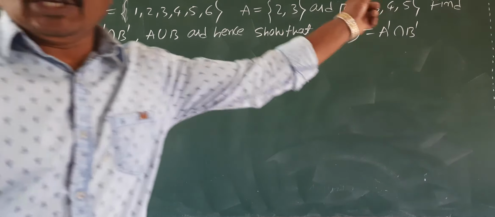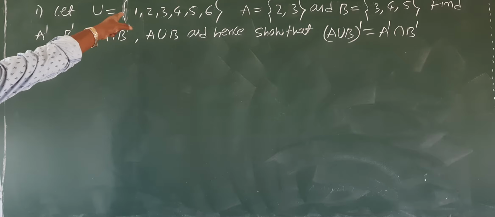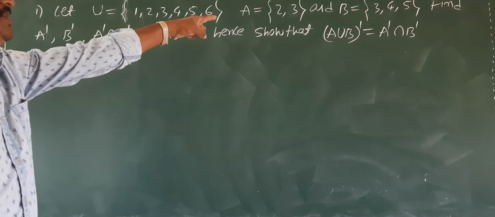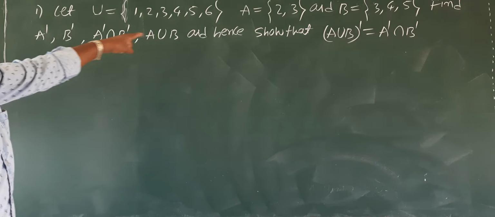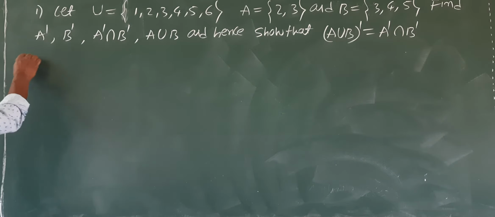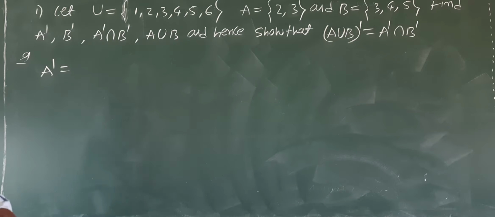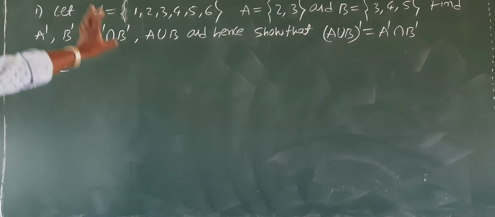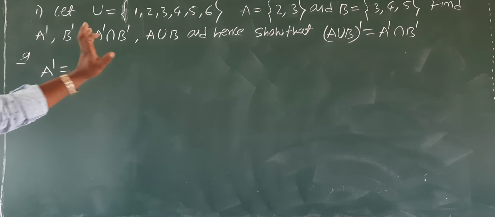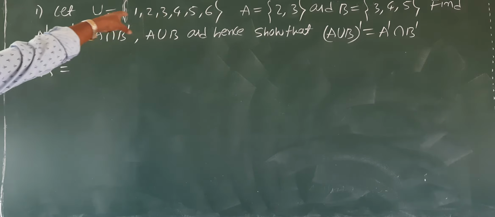Students, let us solve this simple question. Universal set U is given, set A is given, set B is given, and we are asked to find these things. Let us find them one by one. Solution: A dash means except the elements of A, or U minus A. Subtract A from U.